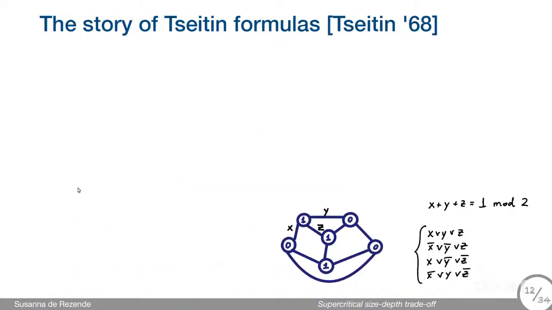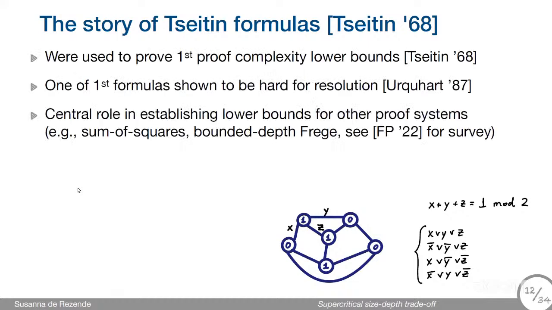Okay, so going back to the story of these Satan formulas. These were actually introduced by Satan in '68, and they were used to show the first proof complexity lower bounds. They were also one of the first formulas that were proven to be exponentially hard for resolution. And then subsequently, there were other proof systems for which this was shown to be hard, like sum of squares, bounded depth Frege. It was actually a very important formula in proof complexity.